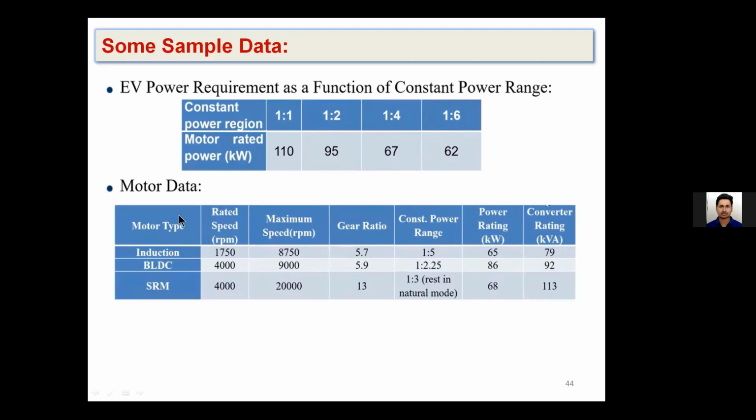Coming to the motor data, here we can use different types of motors like induction, PMDC, and SRM. We'll see in brief slightly afterwards. And here also you can see the power rating requirement with the power range 1:2.25 or 1:3. So if you take 1:5, the power rating requirement is very low, 65. Here for 1:2.25, your requirement is 86. So this ratio plays a role in the selection of the motor power rating.